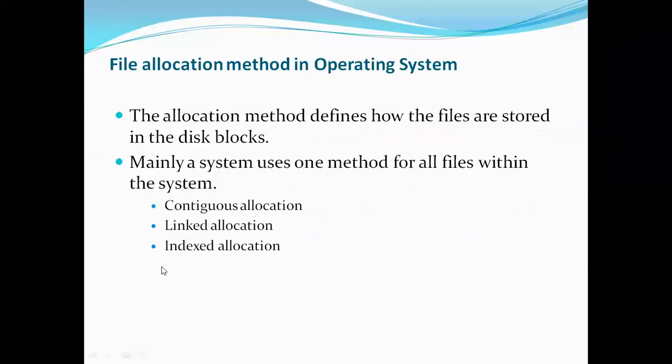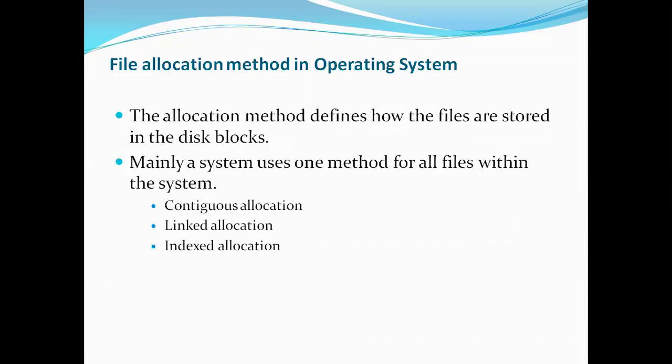So next one, file allocation methods in an operating system. The allocation method defines how files are organized on disk. That means when interrelated files and data are stored in disk blocks, how they are arranged and how they are managed. That information is known as file allocation.